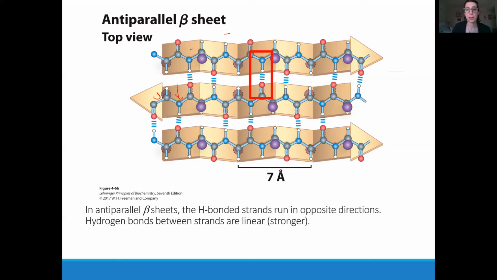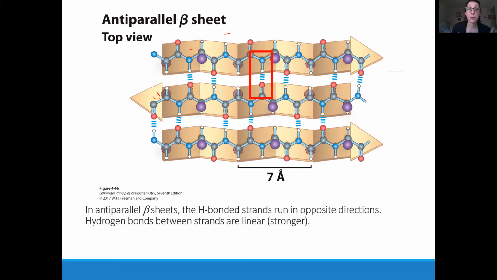In this anti-parallel formation, the hydrogen bonding between the carbonyls and the amides lines up much better. They have a much stronger hydrogen bond, and thus anti-parallel sheets are preferred over the parallel beta sheets.